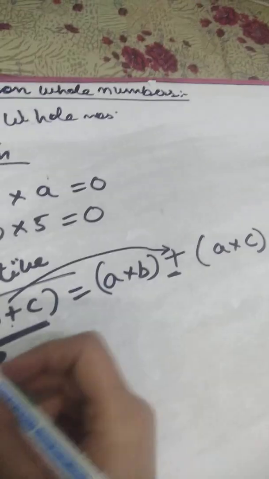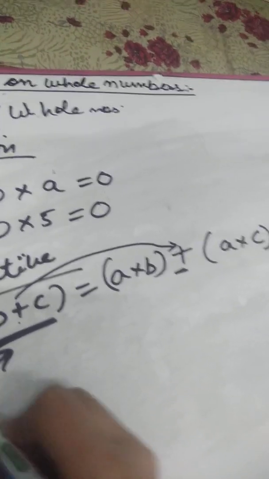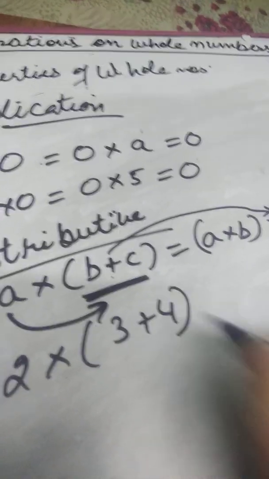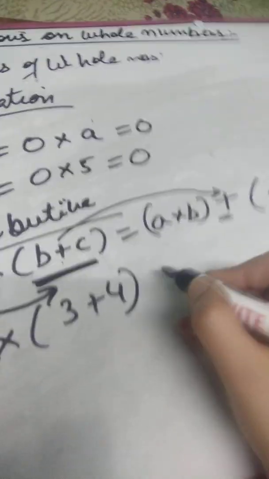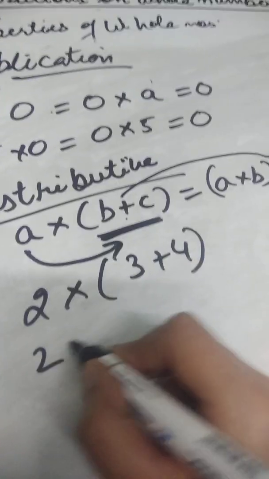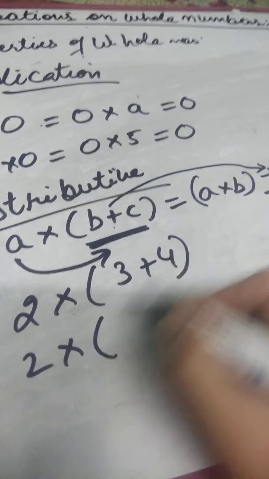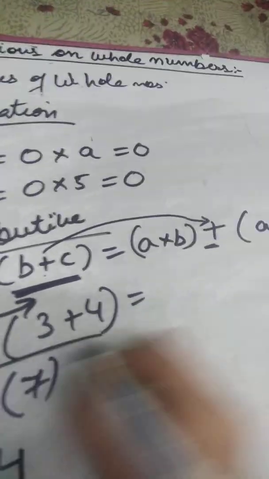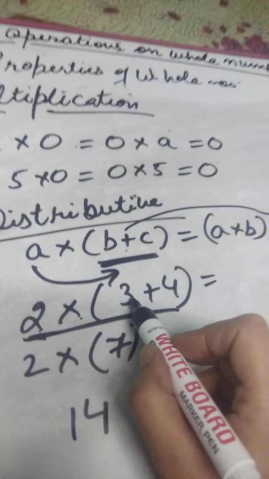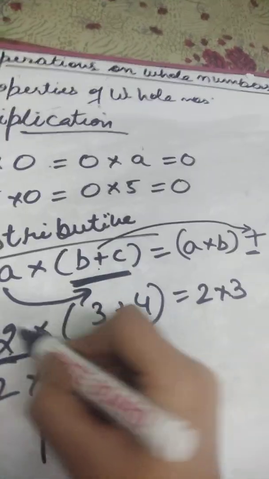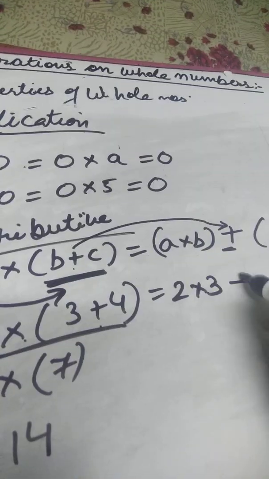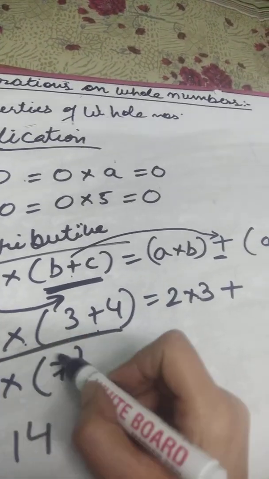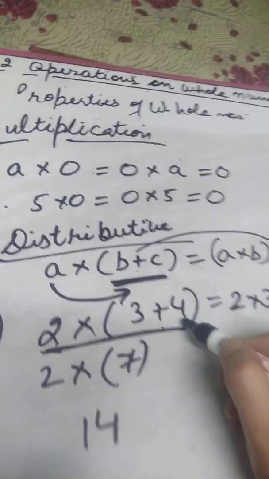If I say here A, I take 2 into 3 plus 4. So let's solve this first. It will be 2 into, we get 3 and 4, we get 7, and it is 14. Now let's open it using this law. So 2, this I am opening. 2 you multiply by 3 first, then this plus. Then 2 you have to multiply with the second number of the bracket, that is 2 into 4.